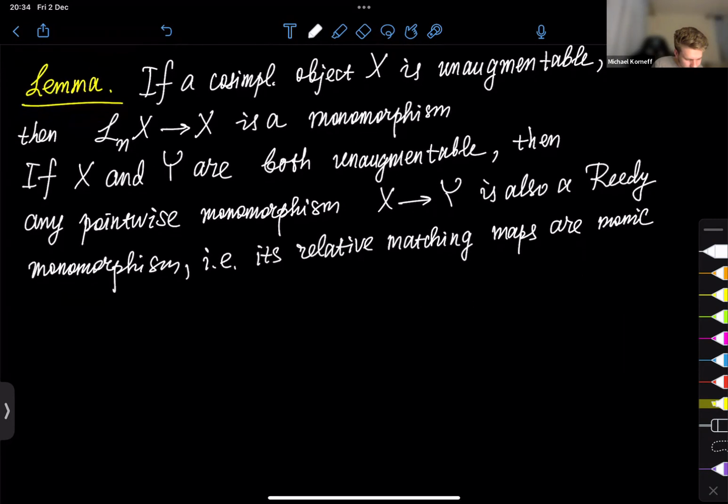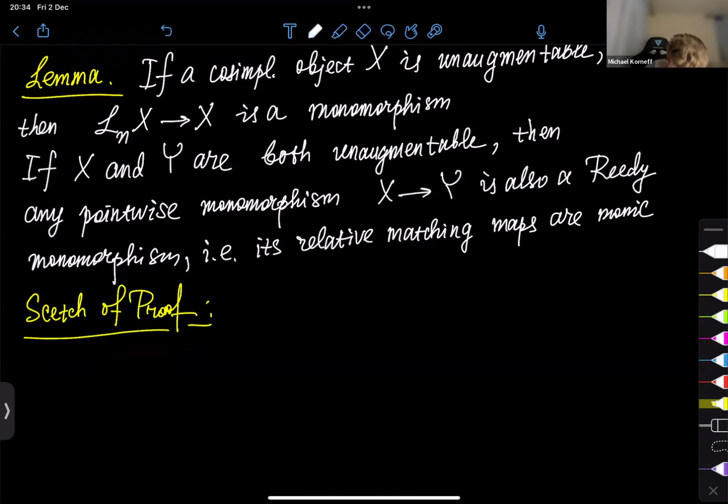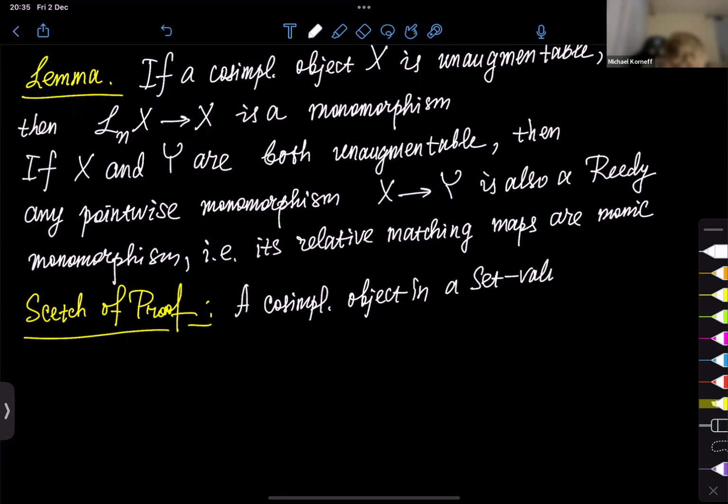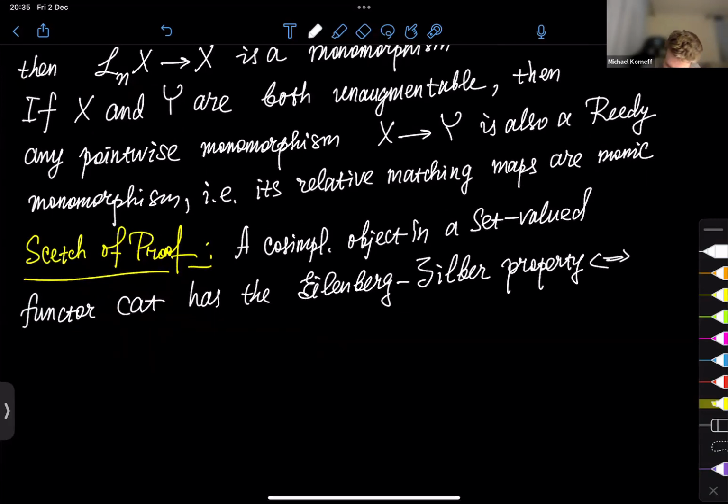Okay, and sketch of proof. A cosimplicial object in a set-valued functor category has the Eilenberg-Zilber property if and only if it does pointwise.